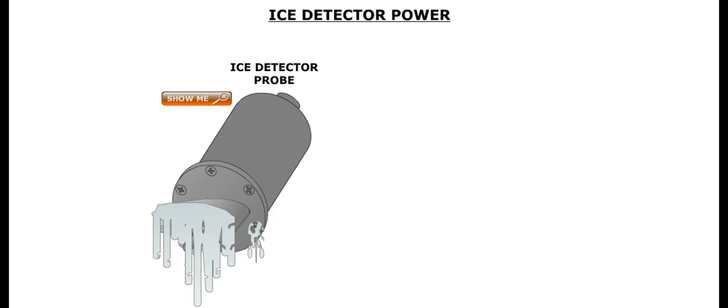The amber icing caption will illuminate when 0.5 millimeters of ice have accumulated on the probe. At that point, the probe will initiate a heat cycle to remove the accretion, and then start the ice detection process again.